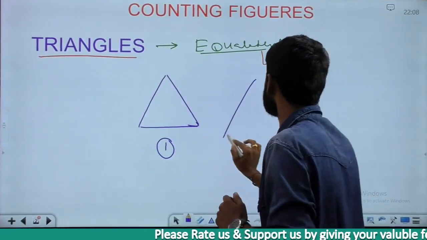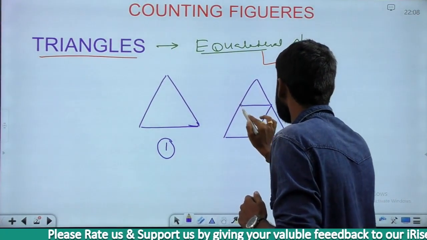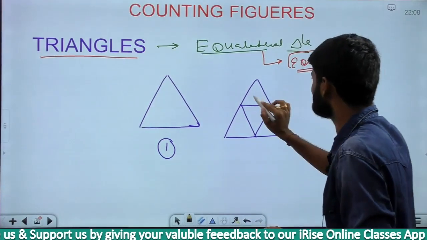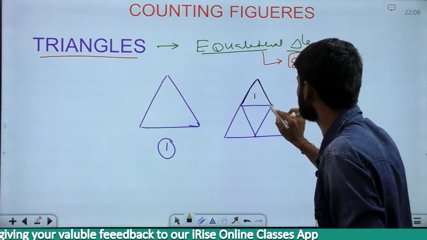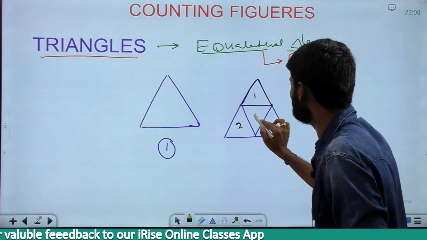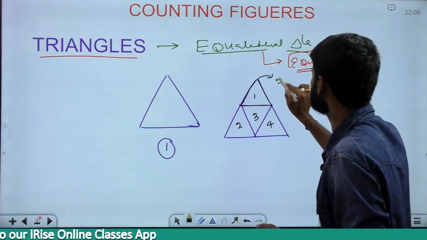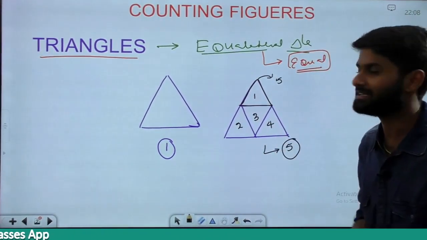If I go to one more question, for example, how many triangles are there? First of all, this is the first triangle, this is the second triangle, this one is the third triangle, this is the fourth, and this one is the fifth. So the total number of triangles is 5, guys.